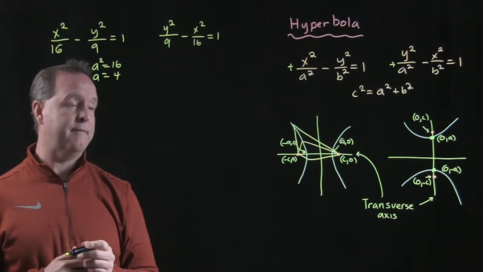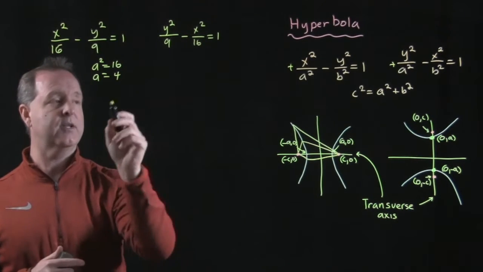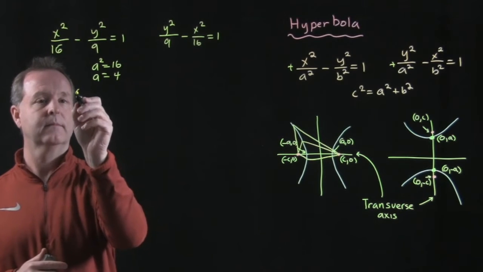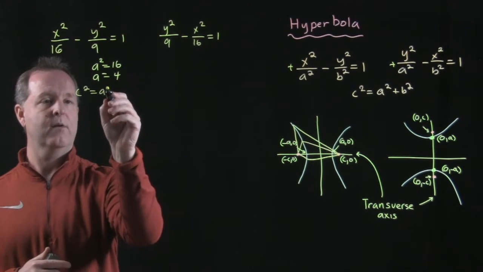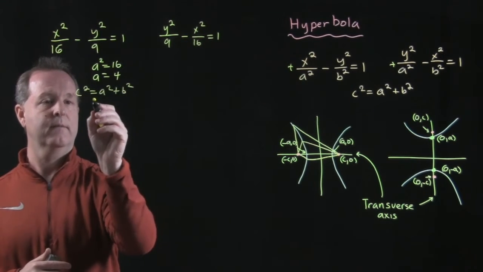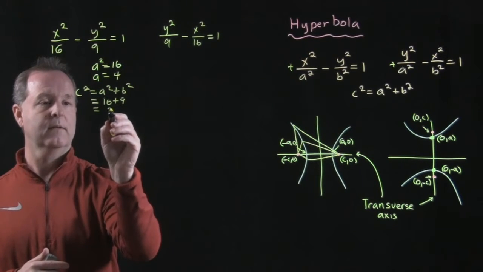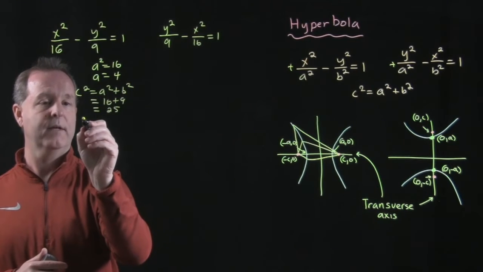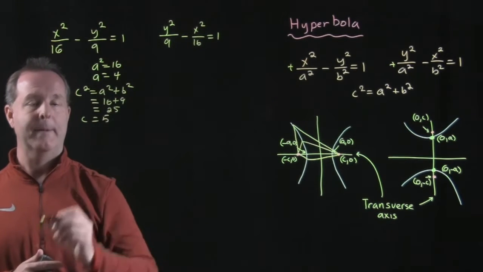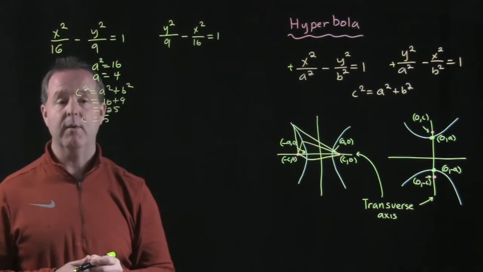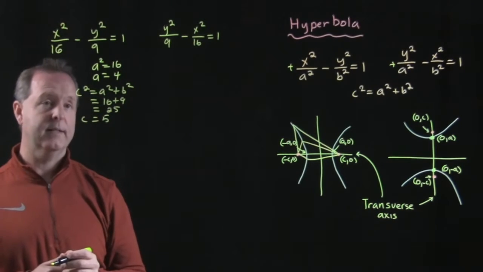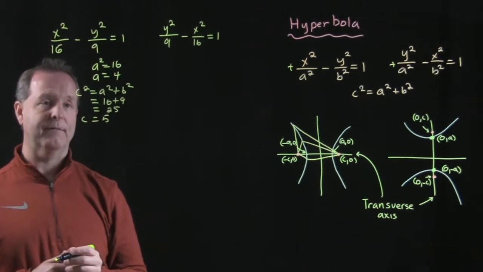Now I need to figure out where my foci are. The foci are determined by c squared equals a squared plus b squared. That's going to equal 16 plus 9, which equals 25. So c equals 5. All right, so there we found all of our significant points, and we can begin to draw the graph.